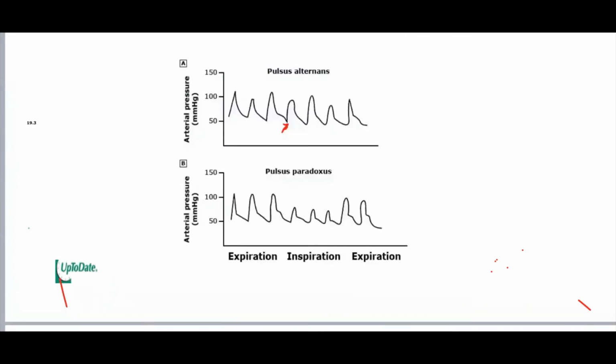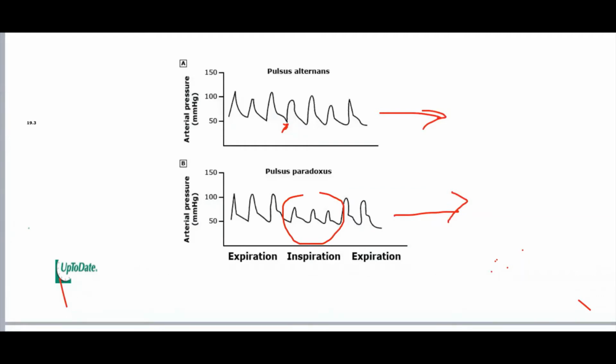This is pulsus alternans. Compare it with pulsus paradoxus and tell me the difference. What's the difference? Pulsus alternans has nothing to do with respiration. Very good. Pulsus paradoxus is decreased during inspiration. So this is beat to beat variation and this is respirophasic variation. During inspiration it goes low, but this is beat to beat.